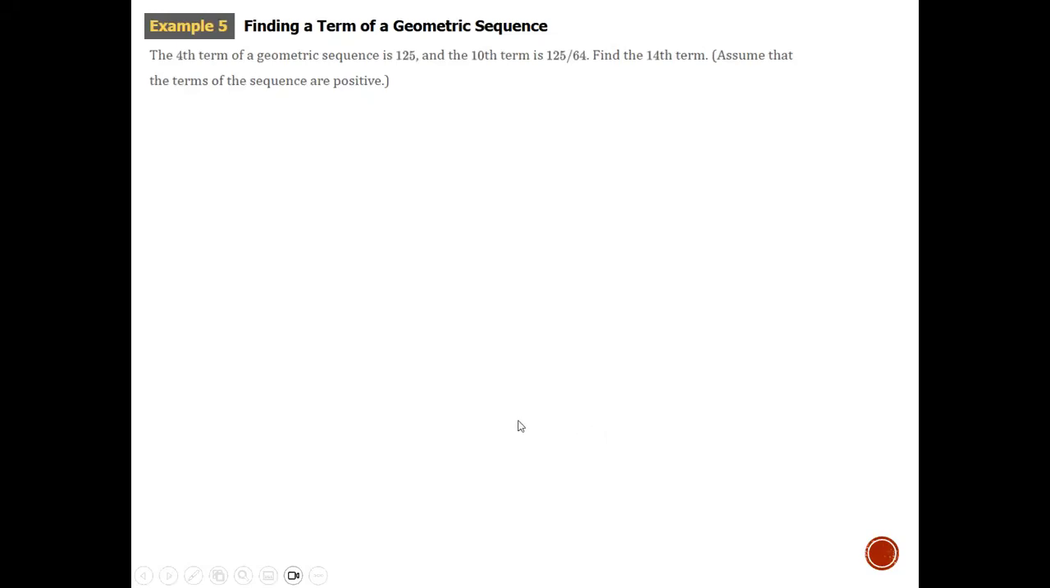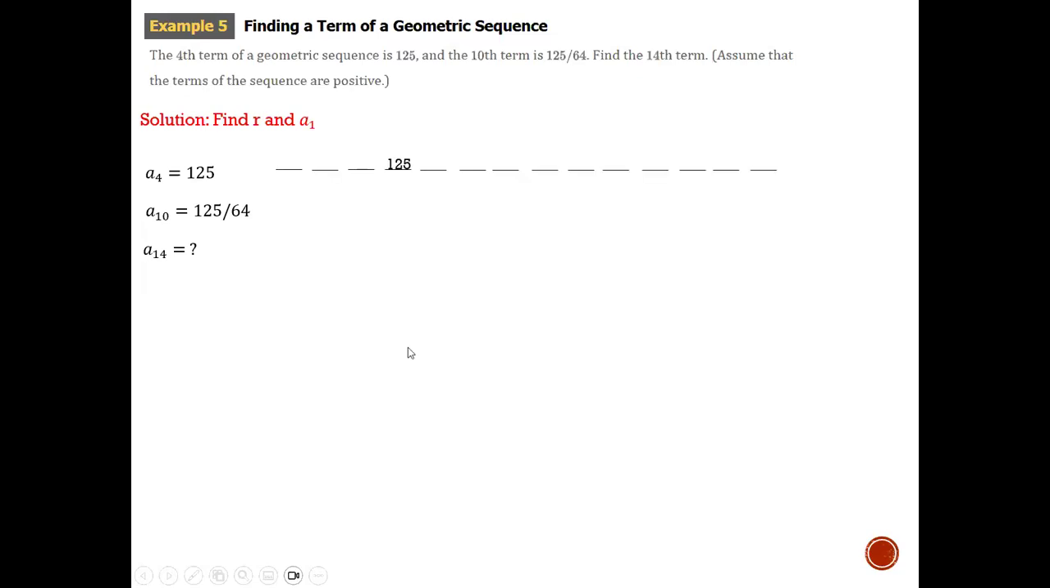Okay, finding a term of a geometric sequence, another example. So the 4th term of a geometric sequence is 125. The 10th term is 125 over 64. We want to find the 14th term, and assume that the terms are all positive. Okay, so we want to find r and a sub 1. But what do I have? I have that the 4th term is 125, so a sub 4 is 125. The 10th term, so a sub 10 is 125 over 64. We want a sub 14.